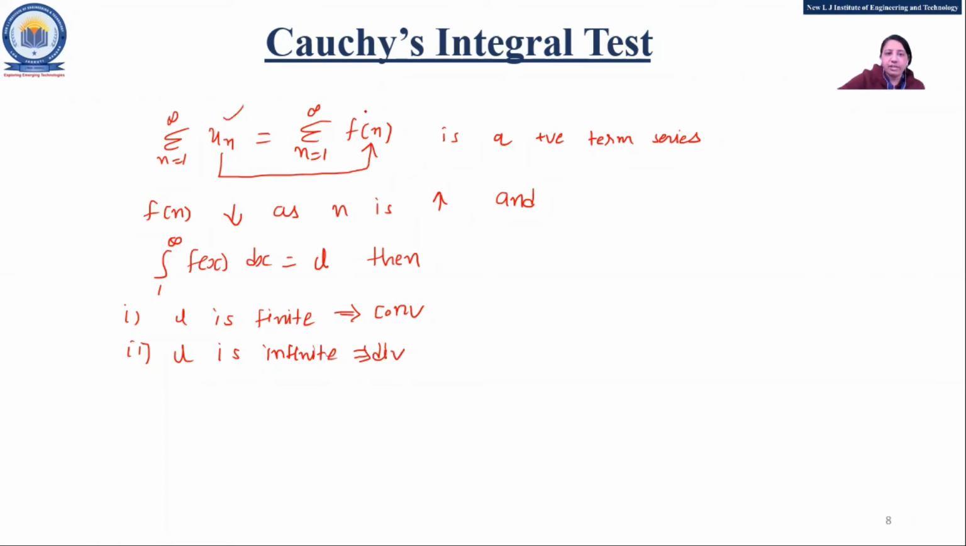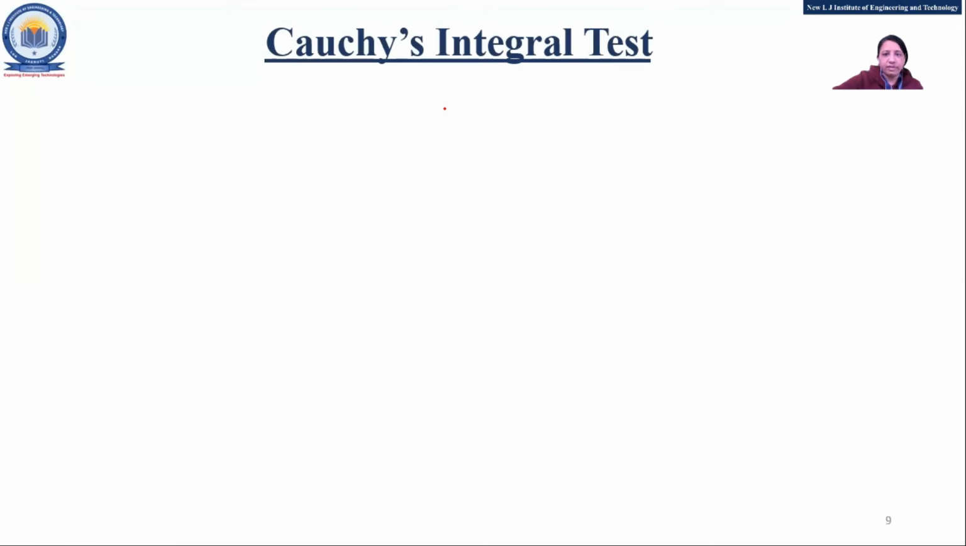Whatever un is there, you have to consider as an fn. Then of that you need to do the integration. If you get a finite answer of that integration, it is convergent. That means you have to apply the limit concept. You have to find the integration and apply the limit. If it is finite, it's convergent. Otherwise, it will be divergent.